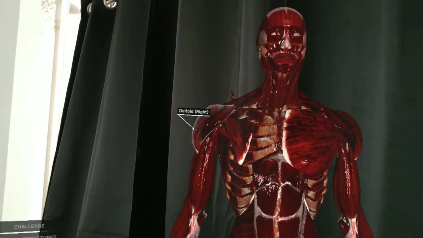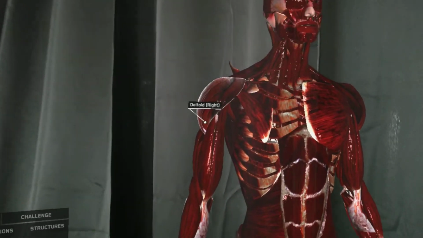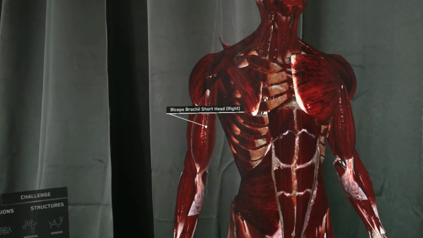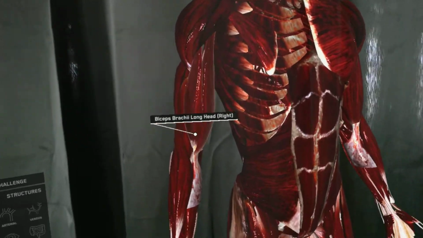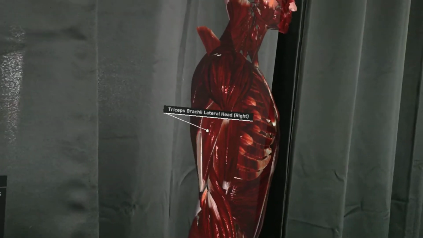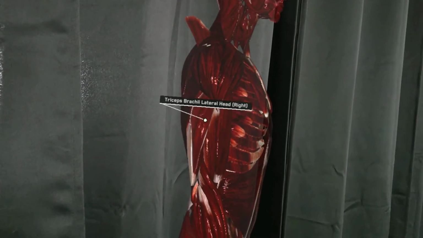Now let's go to the upper limb muscles. The first one here is the deltoid muscle. In front of the arm is the biceps brachii. Biceps means two heads. Brachii means arm. At the back of that would be your triceps brachii. Triceps means three heads, and brachii means arm.